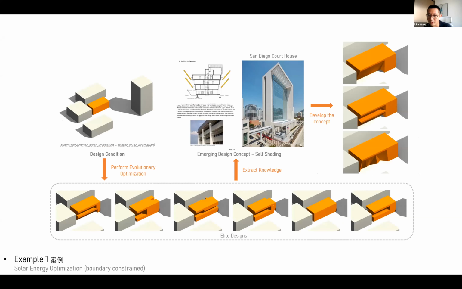So here is a simple example I can show you of how you can use it. For example, in this example, we put the building in an urban context in China. We try to minimize the solar irradiation in the summer and also maximize the solar irradiation in the winter. So we run the optimization, and at the bottom of the page you can see the 6 designs, and all the designs have a void on the left-hand side. This actually indicates the self-shading strategy.